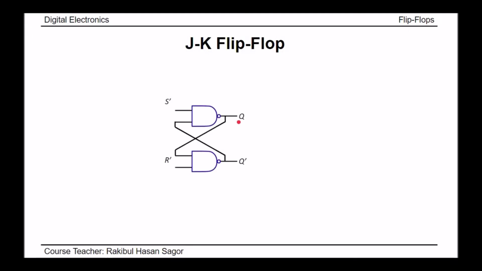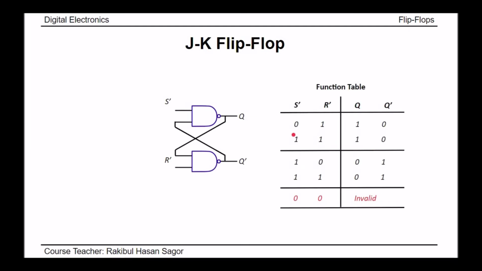This is the logic diagram of SR flip-flop, which is designed using NAND gates. We have two NAND gates here. This is the function table of this SR flip-flop. From this table, we can see when S prime equal to 0 and R prime equal to 1, S prime equal to 0 means S equal to 1, R equal to 0, which means the circuit is set. The output will be set. Set output means Q equal to 1, Q prime will be equal to 0.